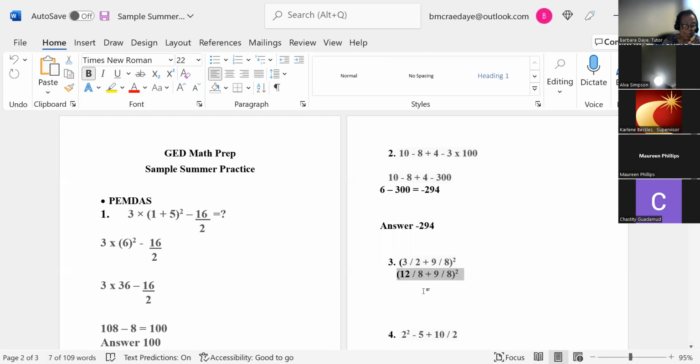12 plus 9. 21. That's right. So let's just put that there. You'd have 21 over 8 to be squared. So now you've got it all over, let's see, back to 21 over 8 squared. And then you just multiply 21 times 21, and then 8 times 8.